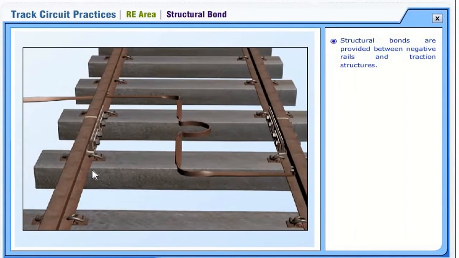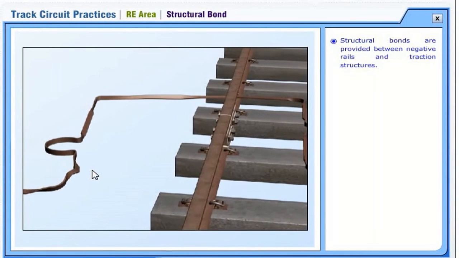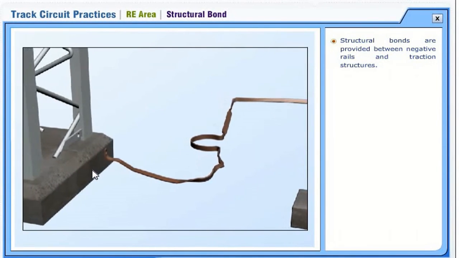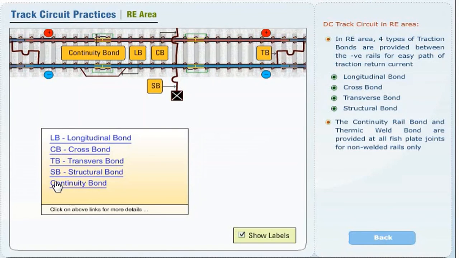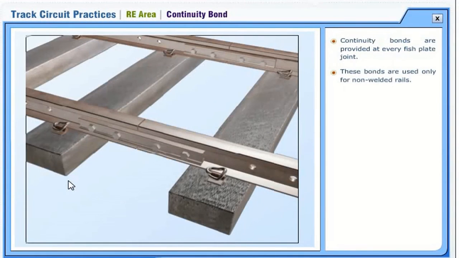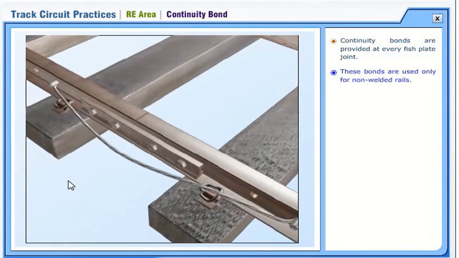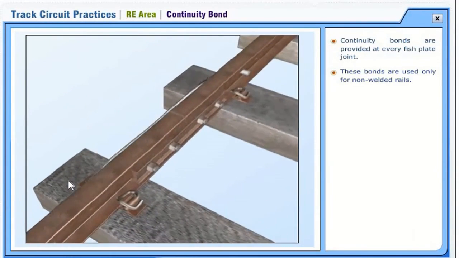Structural bond. Structural bonds are provided between negative rails and traction structures. Continuity bond. Continuity bonds are provided at every fish plate joint. These bonds are used only for non-welded rails.